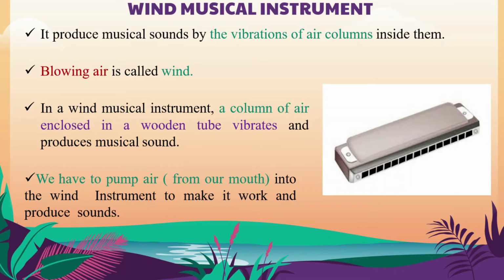Second one is wind musical instrument. It produces musical sounds by the vibration of air columns inside them. Blowing air is called wind. So in a wind musical instrument, a column of air enclosed in a wooden tube vibrates and it produces musical sound. So we have to pump air from our mouth into the wind instrument in order to make it work and produce sounds. The picture shown here is a mouth organ. Everybody in our childhood might have used this kind of musical instrument called mouth organ.